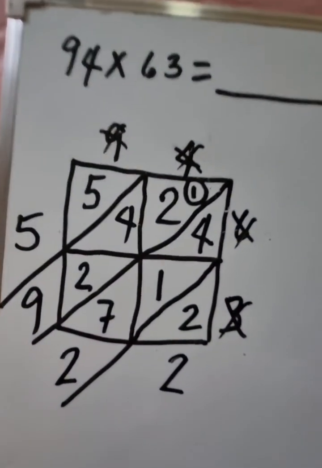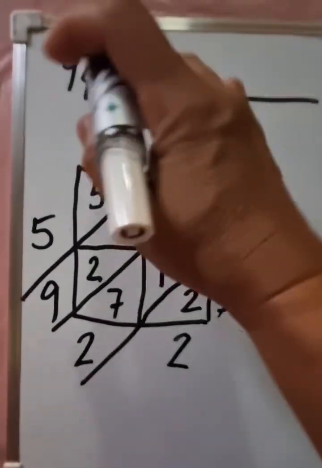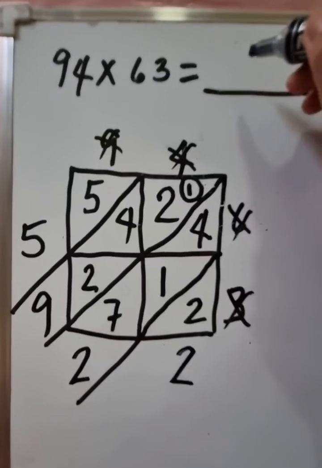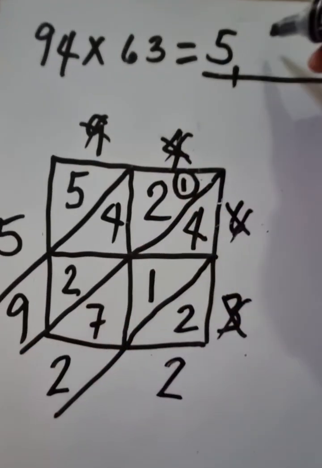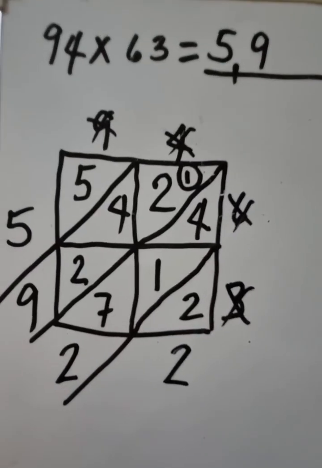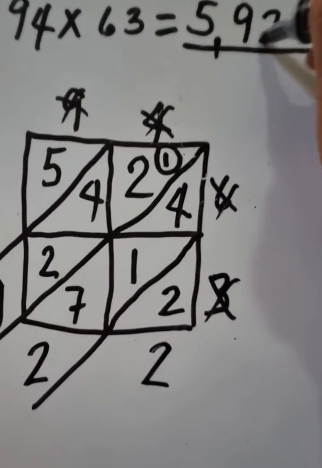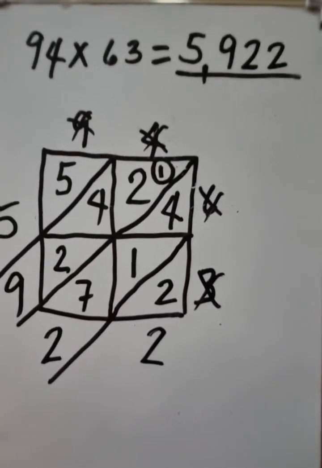Therefore, the answer for 94 times 63 is equal to 5,922. You got it?